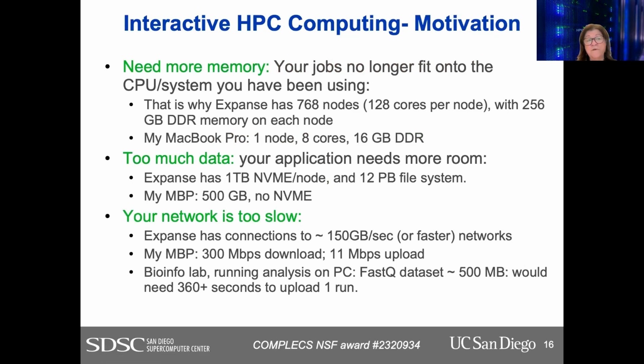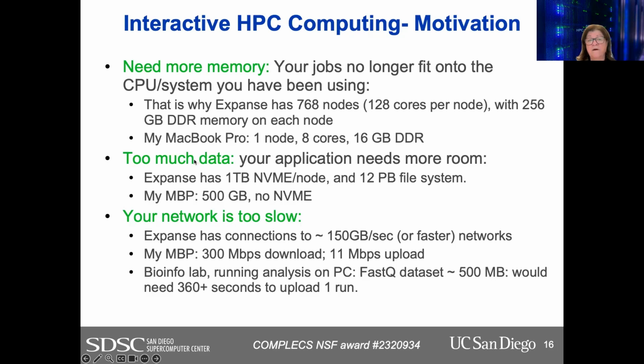All right, so why would you use it? You need more memory. Your job no longer fits onto the CPU system you have been using, and you're doing things interactively. And that's why we have all these nodes and cores for you to get access to. Expanse has over 768 nodes with 128 cores per node. My MacBook Pro has 1 node and 8 cores. I can still do some modest parallel computing on it, but once I use up the 16 gigs and I'm swapping memory in and out, it's time to go to a bigger system, which is why you are all coming to Expanse anyway. You need to move to this bigger system.